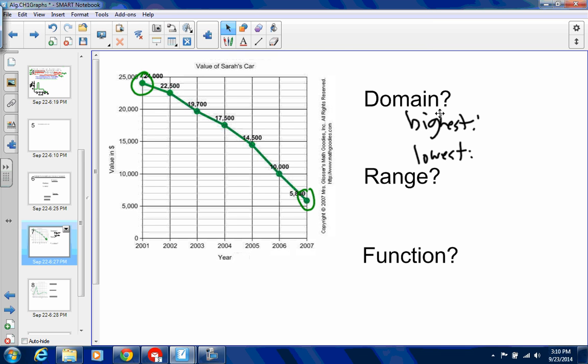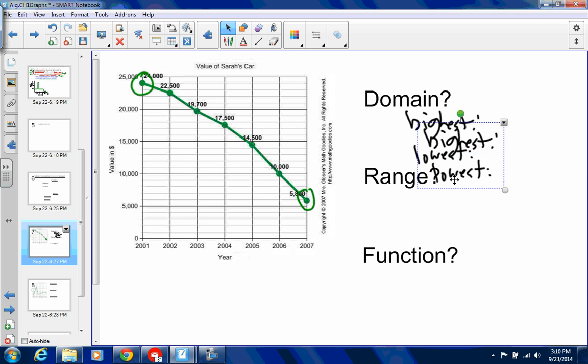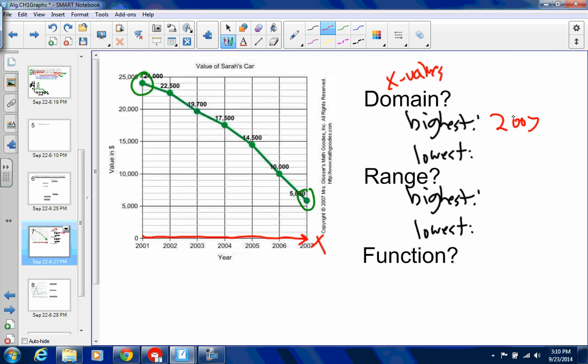So I can take this and I can clone that. And remember, domain is all the x values. So x values go along the x-axis. Looking at the graph along the x-axis, which is this bottom one here, the highest number that this graph goes to is 2007, and the very lowest is only 2001.